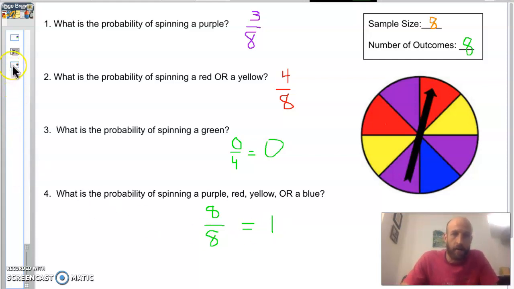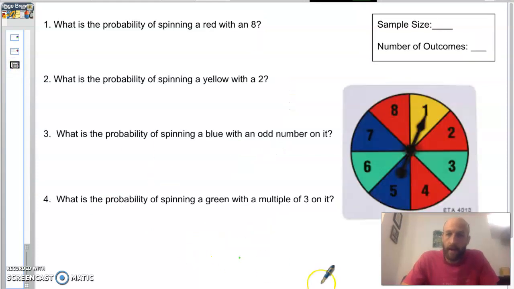Okay, let's move on to a second set, and this adds just one more facet to the spinner. So you'll notice on this spinner, the sections have colors, but they also have numbers. So on the one that it's pointing right now, it's a yellow, but it has a 1, a red 2, green 3, red 4, and so on and so forth. So the sample size is the same. There are 8 spots. So there are 8 possible outcomes. Okay, that's going to be the denominator of our fraction.